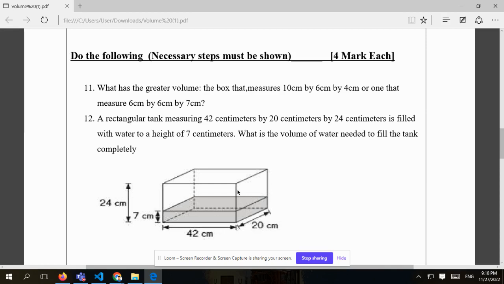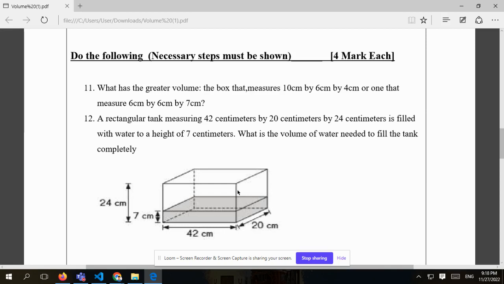Now what we have to do is find the volume of the water which has been filled. For that, 7 into 42 by 20. We know 42 into 20 is 840. Multiply by 7. 7 times 4 is 28, 8 sevens are 56, 56 plus 2, 58. That is 5880.